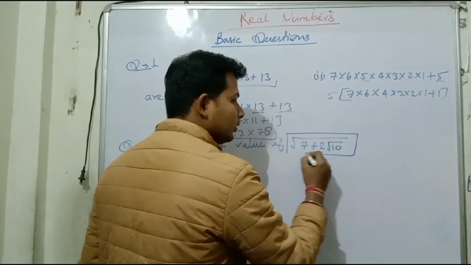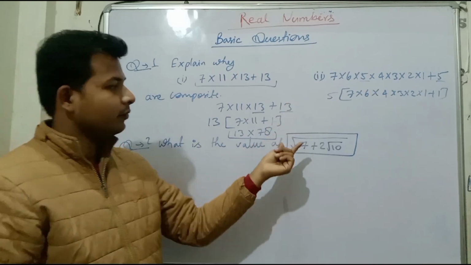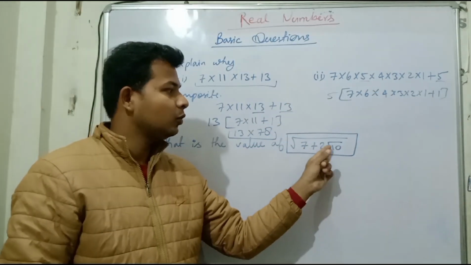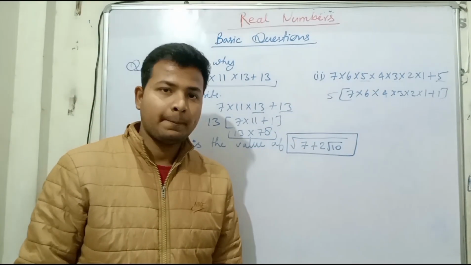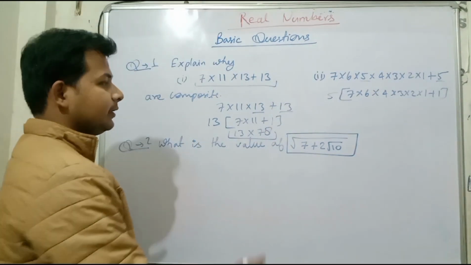One more question which is generally asked in the examination for 1 or 2 marks: what is the value of this number, root over 7 plus 2 under root 10? So there is a concept behind that.